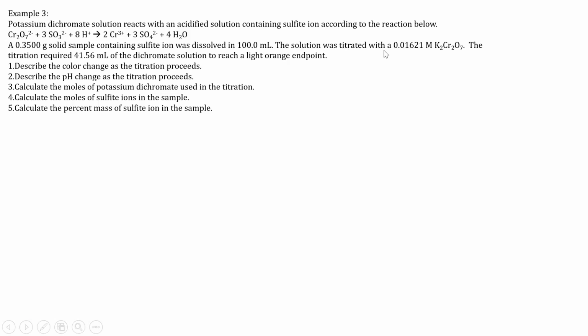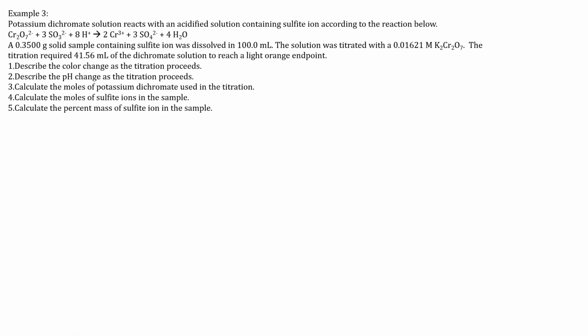The solution was titrated with potassium dichromate, but I want you to notice that there's only one dichromate in potassium dichromate. So the number of moles of potassium dichromate will be equal to the number of moles of dichromate that I could use in a balanced chemical equation. It tells us the titration requires this many milliliters of dichromate solution to reach the light orange endpoint.